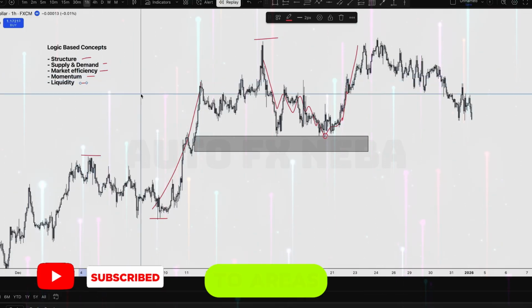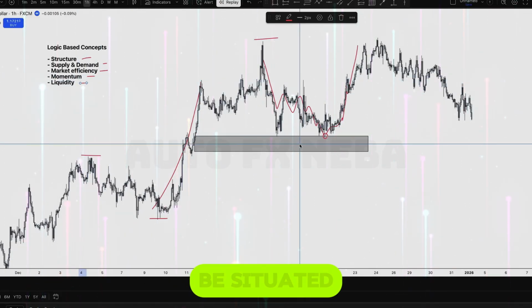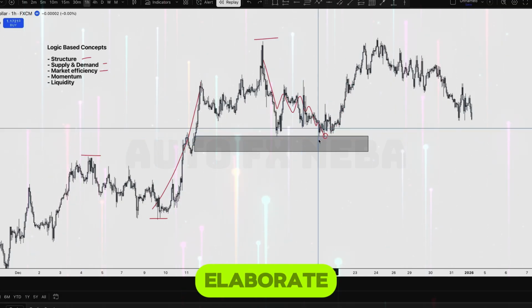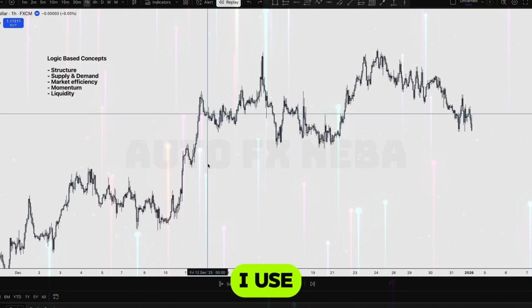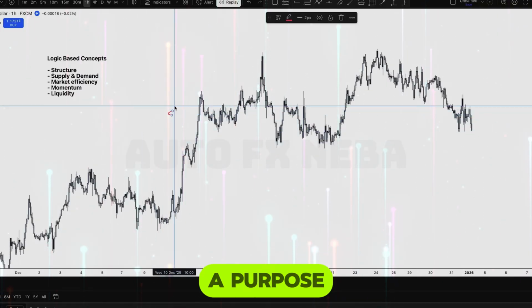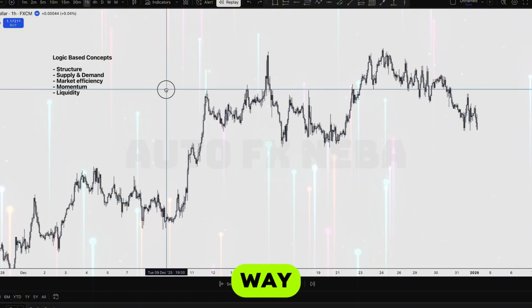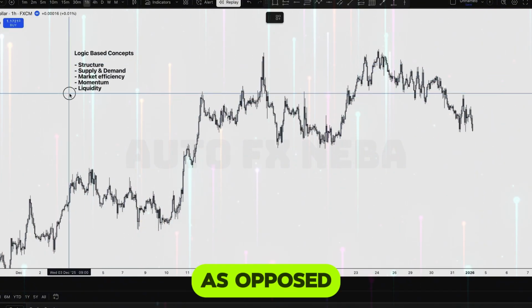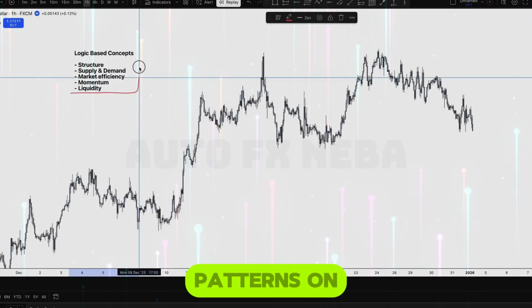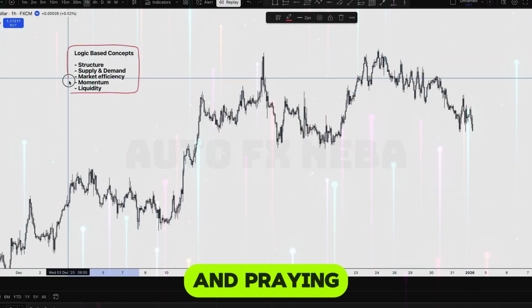And then liquidity refers to areas in the market where orders will be situated. This one is rather elaborate, so I'm going to get into it when we get there. But those are the concepts that I use, and each one of them, as I've said, serves a purpose in helping us determine which way the market is likely to go by helping us build narratives and stories around them, as opposed to just building patterns on static charts and praying that something fits.